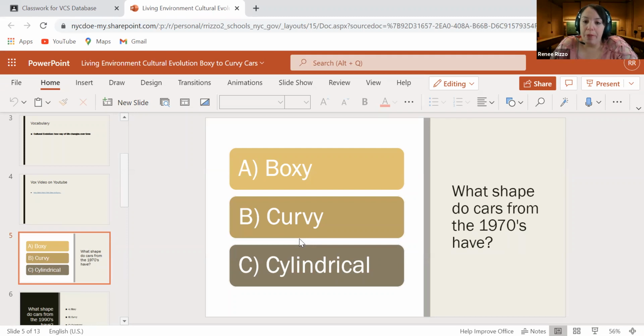So what shape do cars from the 1970s have? A, boxy, B, curvy, C, cylindrical. And this answer is taken directly from the video. And the answer is A, boxy.